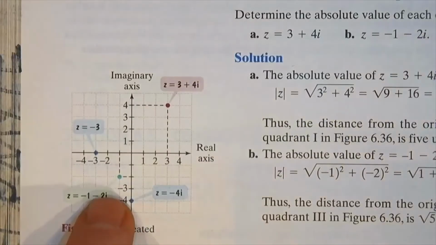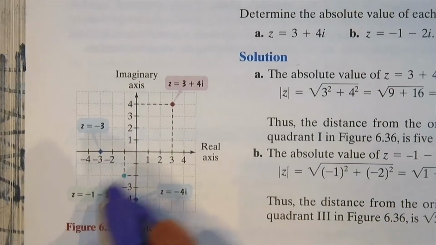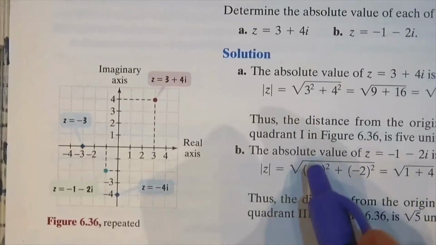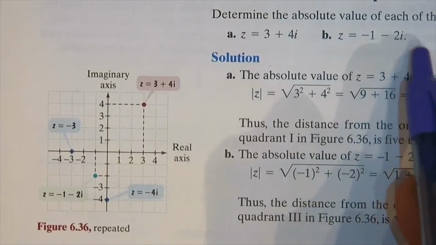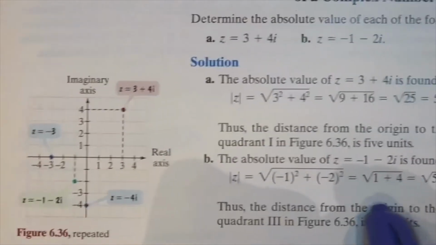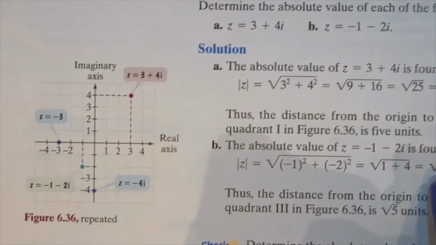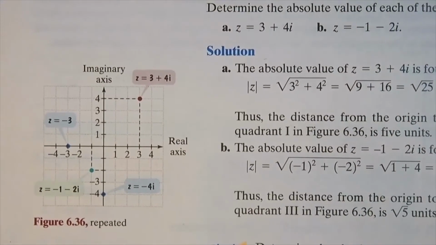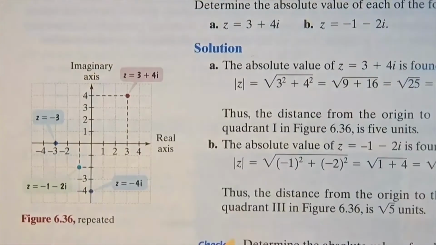negative 1 minus 2i, which they drew over here, back 1, down 2. Here's here, back 1, down 2. They go, what's its distance? And once again, they just go negative 1 squared, which turns positive, negative 2 squared, 4. 1 plus 4 is 5, but square root of 5. Oh, it's radical 5. So that's pretty simple. So that's how you do absolute value. Just find the distance from 0 with Pythagorean theorem.